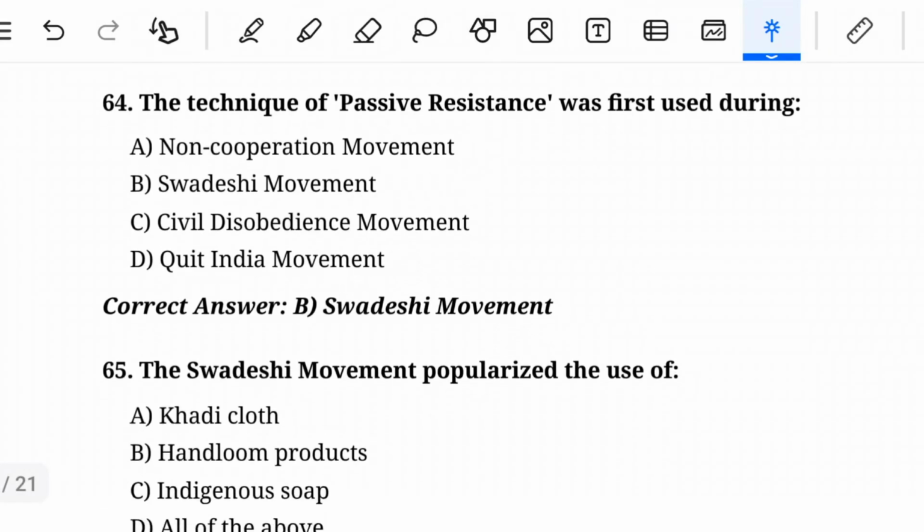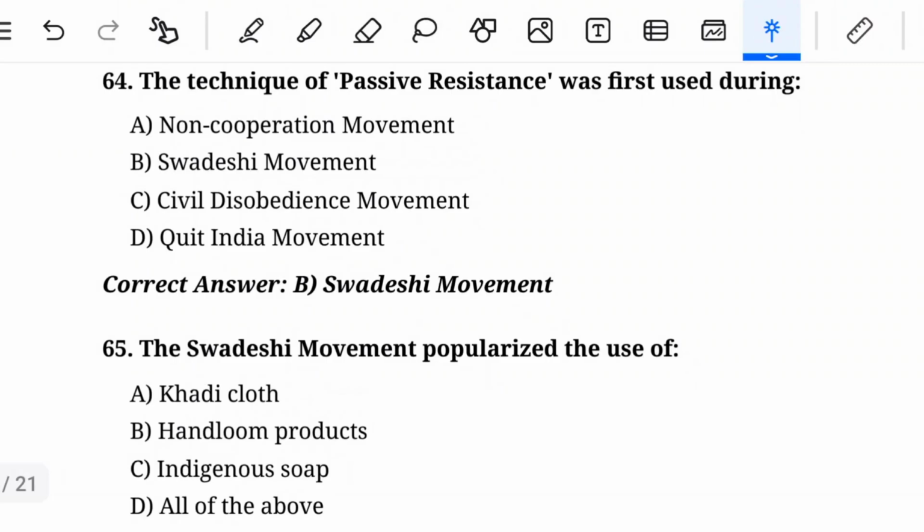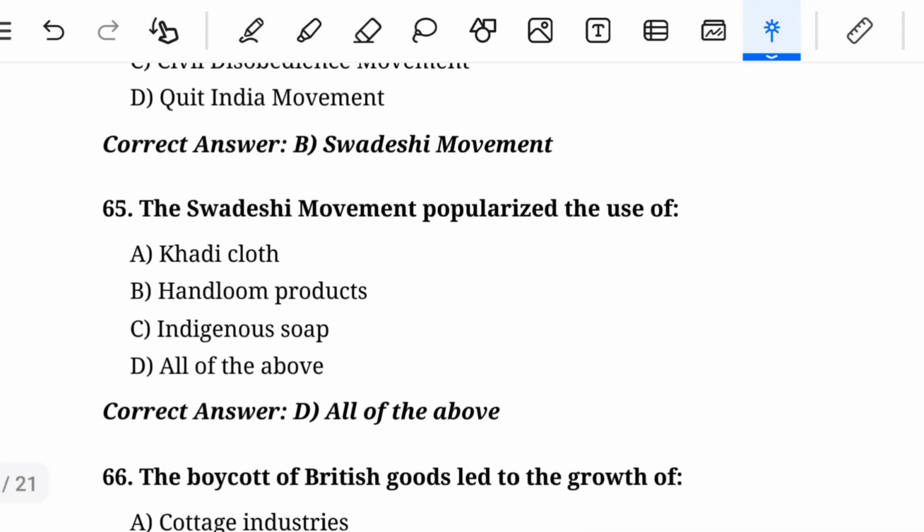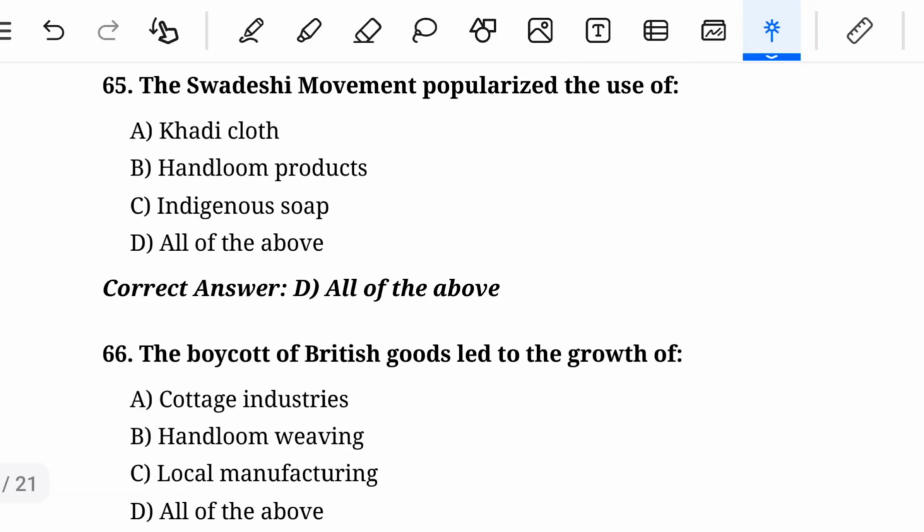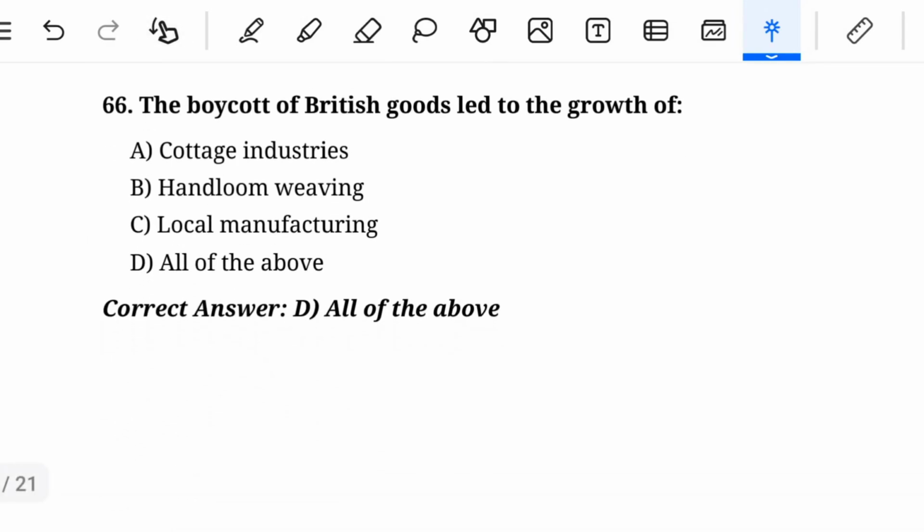64. The technique of passive resistance was first used during: A. Non-cooperation movement, B. Swadeshi movement, C. Civil disobedience movement, D. Quit India movement. Correct answer, B. Swadeshi movement. 65. The Swadeshi movement popularized the use of: A. Khadi cloth, B. Handloom products, C. Indigenous soap, D. All of the above. Correct answer, D. All of the above.